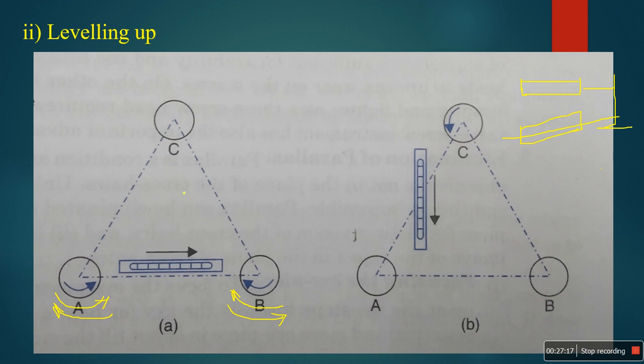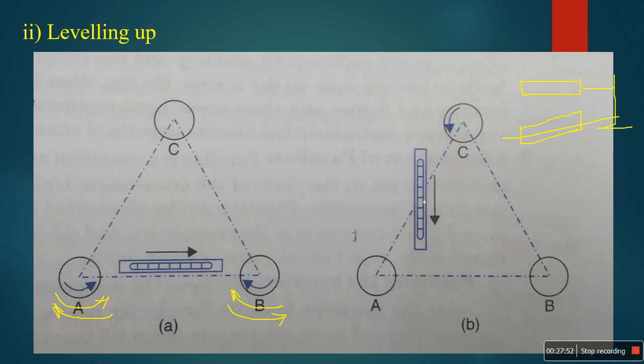Now rotate your telescope. Our bubble tube will be exactly perpendicular to the previous two foot screws. You have to keep your bubble tube exactly perpendicular to the previously considered foot screws, or this bubble tube will be parallel to the remaining screw present here. Here C is the third one. Then keep your bubble tube like this.